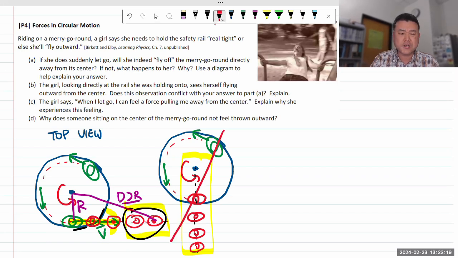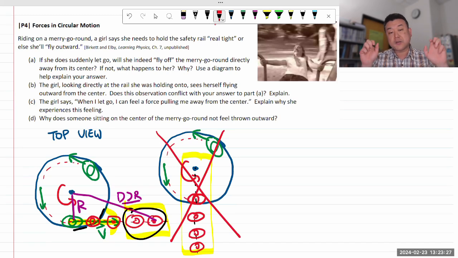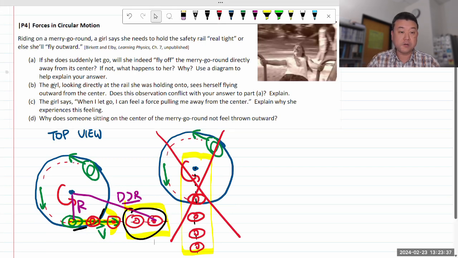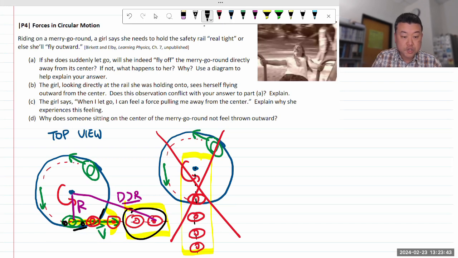And I think once you start drawing the diagram, you can kind of see, yeah, this doesn't actually happen. This happens, and it does match up with how someone flies off the merry-go-round when they stop holding on to it. Yeah, and that's getting at part B. The girl is looking directly at the rail she was holding on to, the rail that was here maybe. And she does see that she's getting farther away from that because, yeah, you are moving.